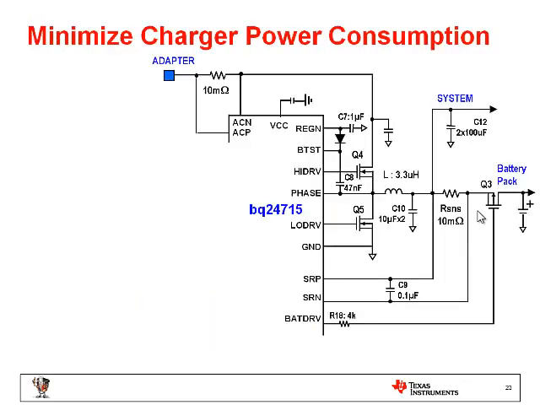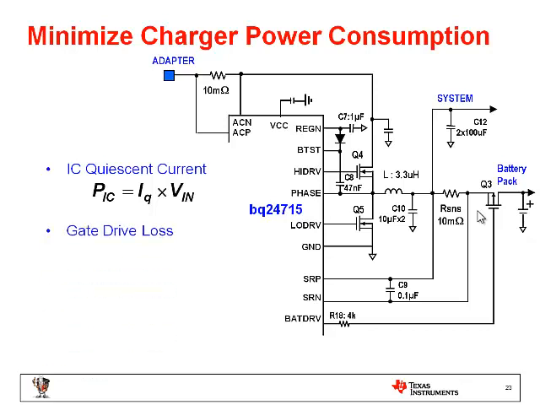So we have a goal of 50 milliwatts that we are allowed to consume. How do we minimize the charger power consumption? First, we have to minimize the IC quiescent current. As of today, in the NVDC charger 715, the quiescent power is equal to the quiescent current times the input voltage. And now in 715, it's about 500 microamps.